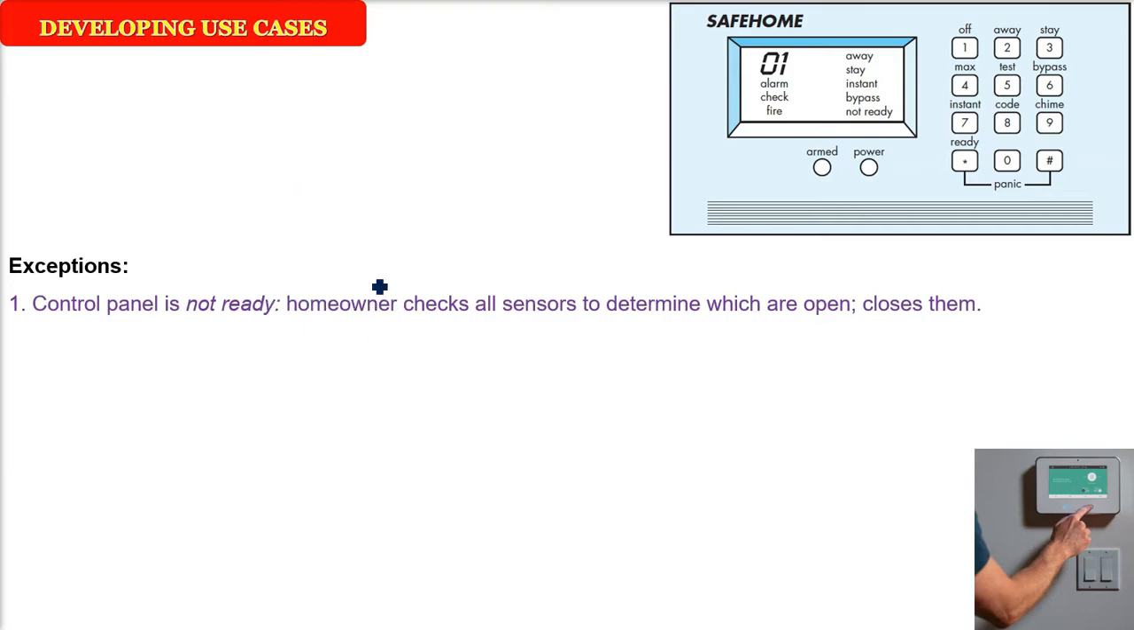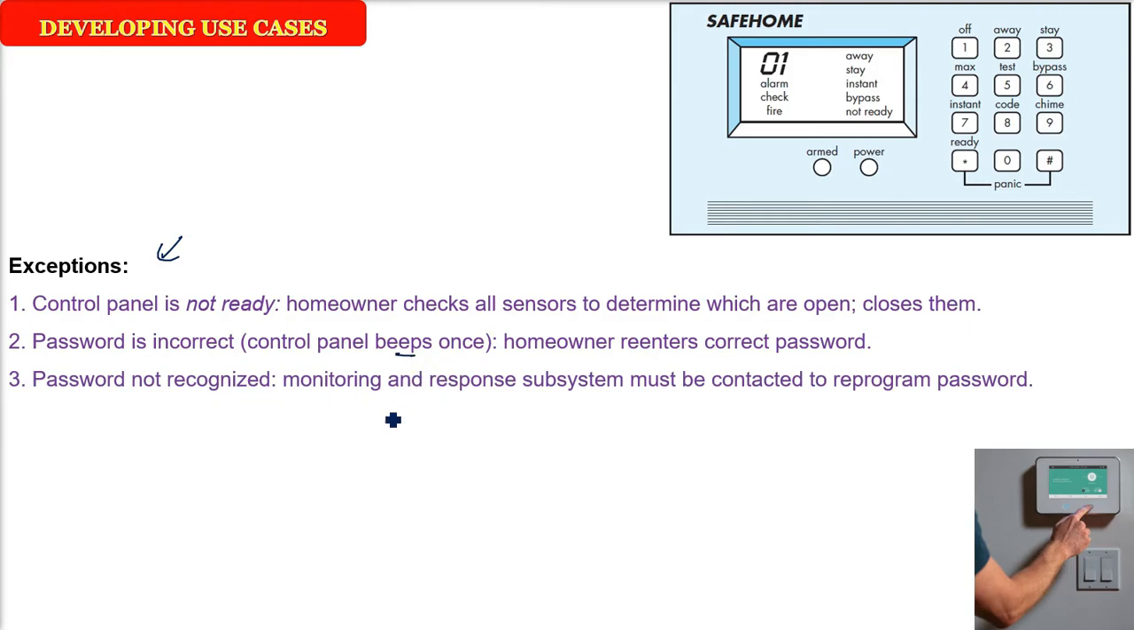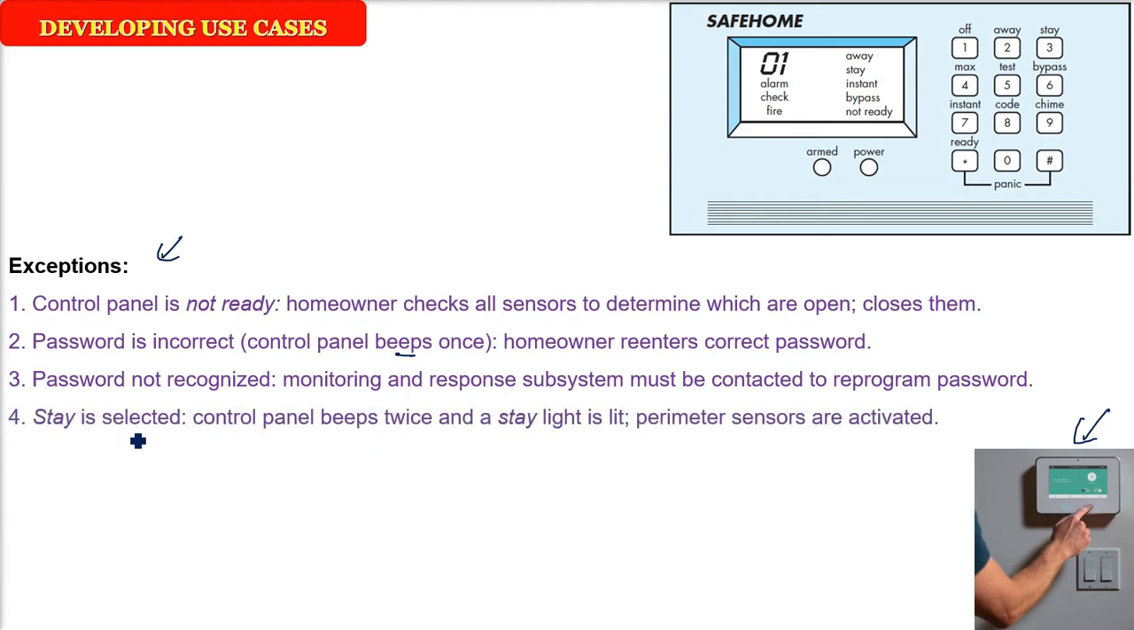If the control panel is not ready, the homeowner has to go outside, close the door, close the window. If the password is incorrect, he has to re-enter the password. If the password is not recognized, then he has to contact a certain backend, any service provider. So there have to be exceptions. When he selects stay, the control panel should beep twice. A stay light should be there. All the perimeter sensors are activated. When he is staying, motion sensors are not activated.